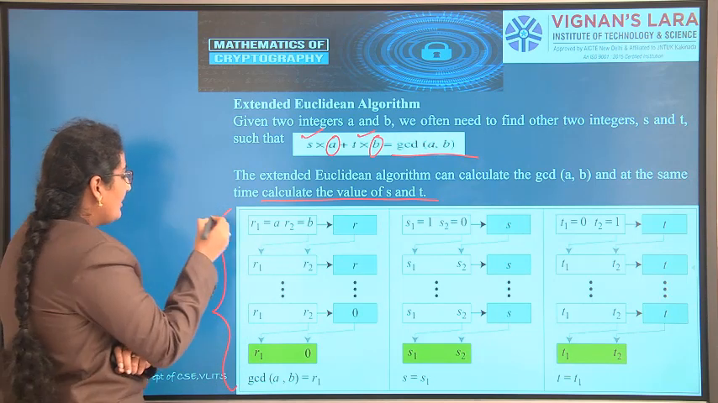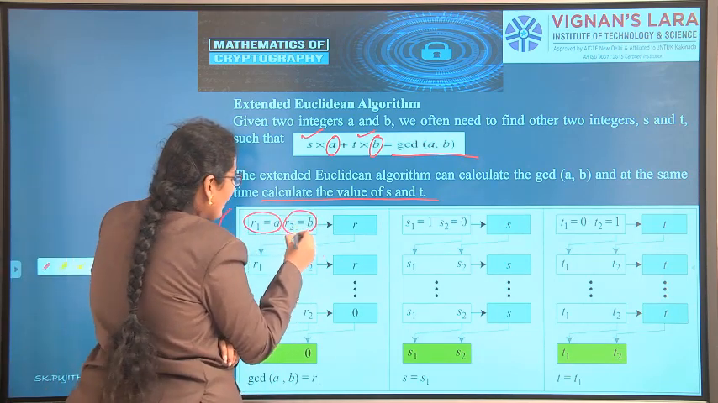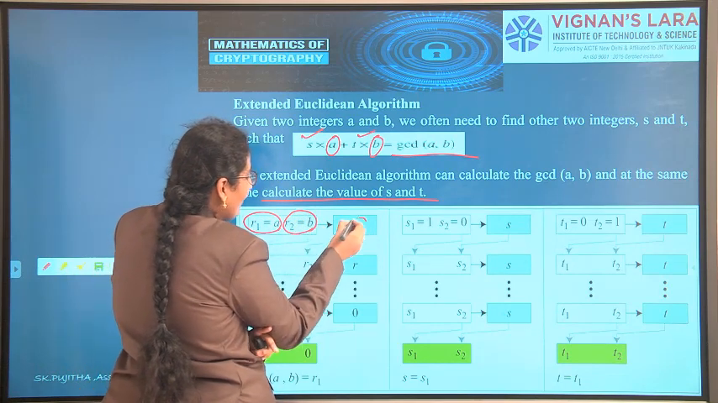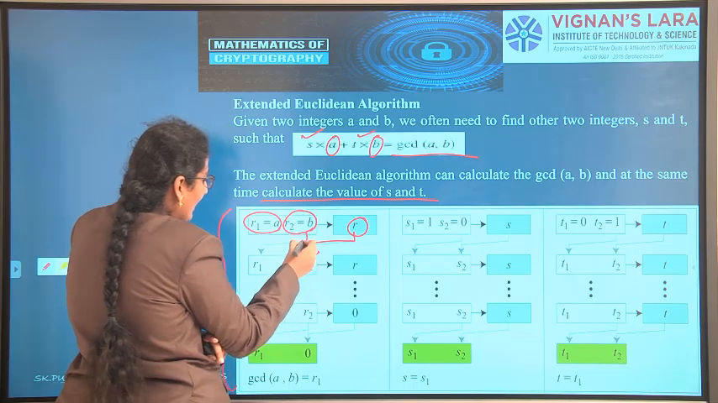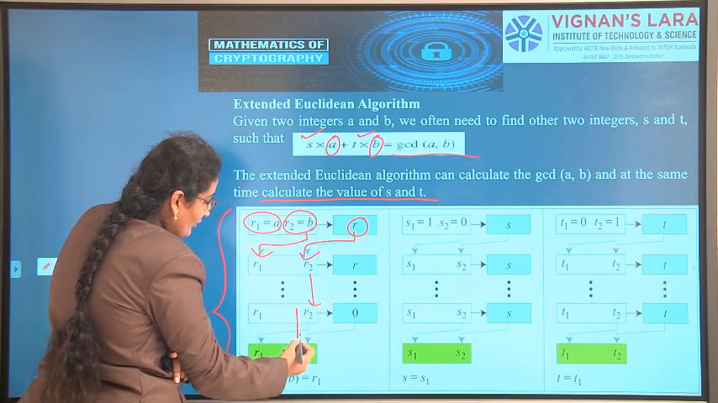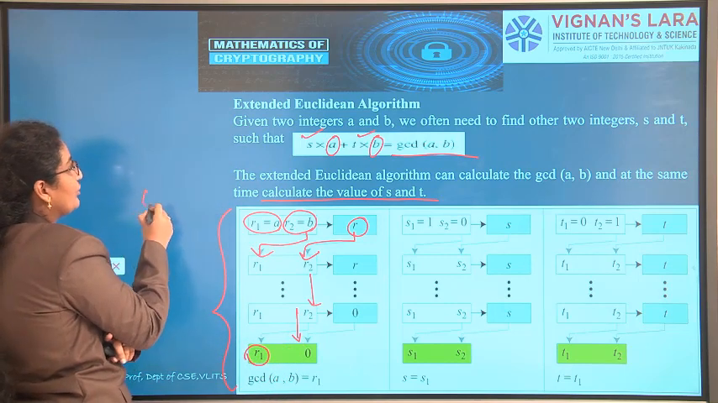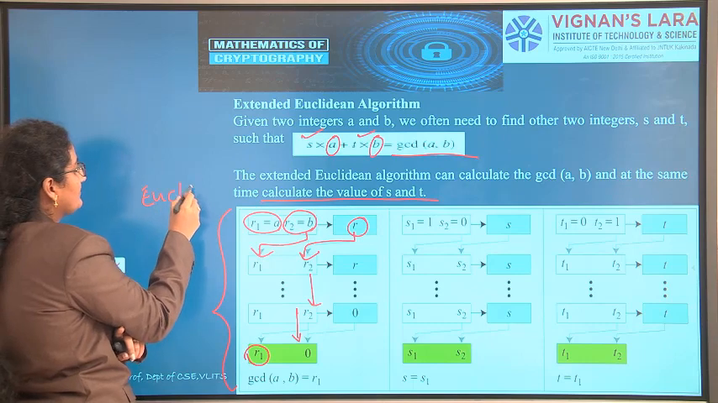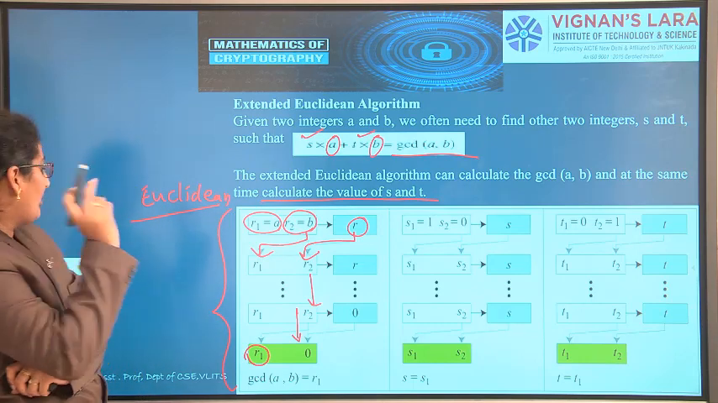Same way, a is initialized to r1, b is initialized to r2. By dividing a and b, we are going to get r. This r value is given to r2, r2 value given to r1. This process is repeated until r2 is 0 and GCD will be r1. This is exactly the Euclidean algorithm.